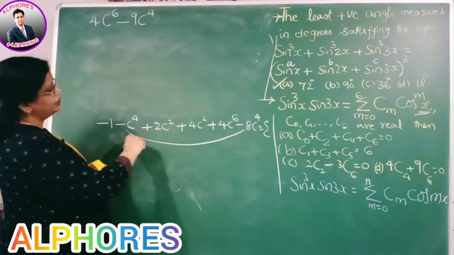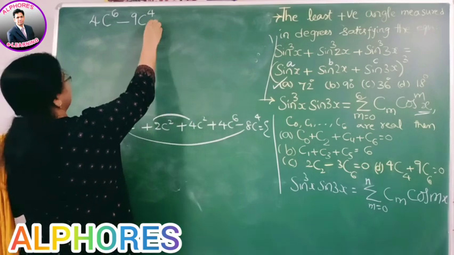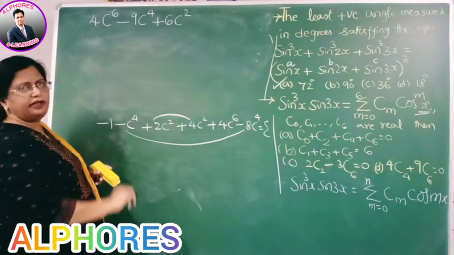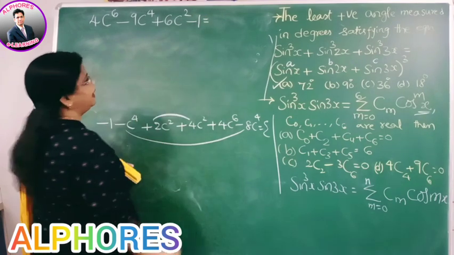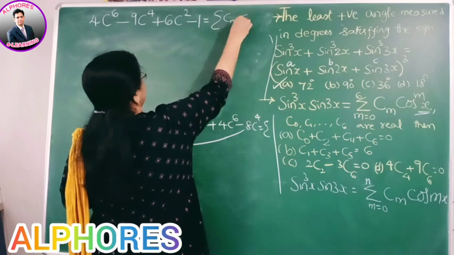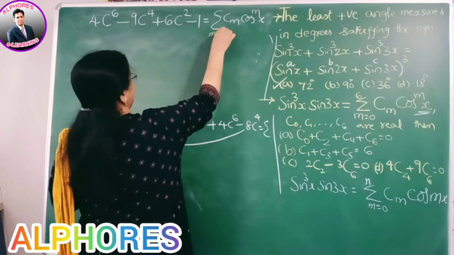And next order you got here square. So, this is the other value, that is plus 6 cos square, right? And what is the next value you got here? Minus 1. And now this side you are having how much? Sigma Cm into cos to the power of mx, where m is from how much? 0 to 6.